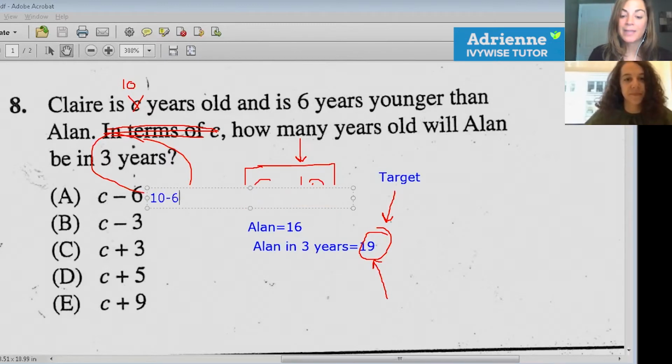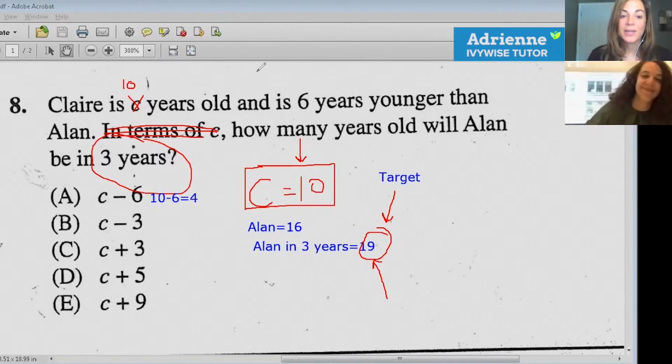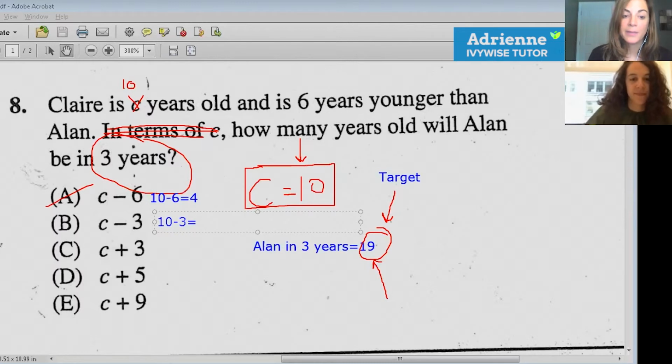We're going to do 10 minus 6, and what do we get for this one? 4. You're right, 4, good. And so here, does 4 equal 19? Nope. Good, so we're going to cross that one off. And then I'm going to do 10 minus 3. And what is 10 minus 3? 7. Good. And that still doesn't equal our target, so we're going to keep going.